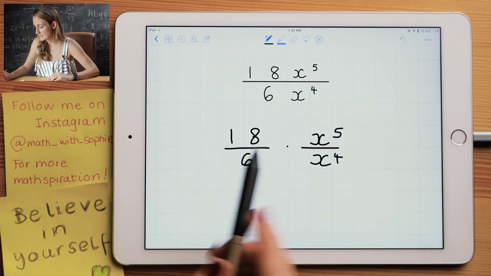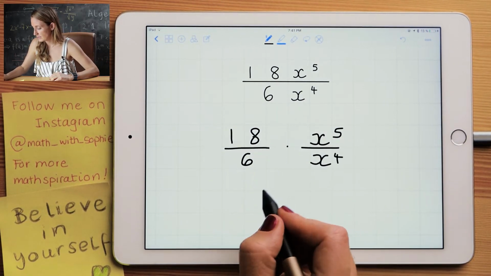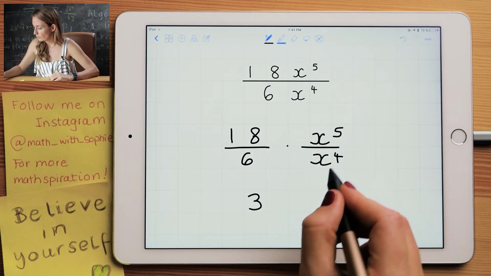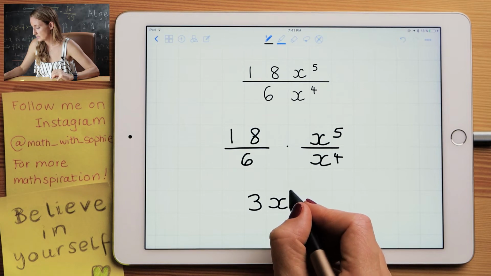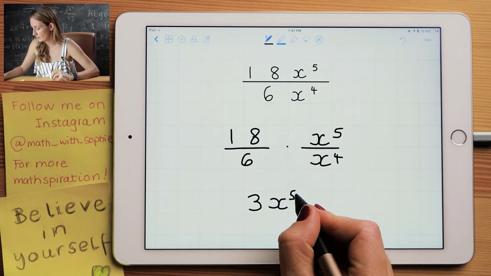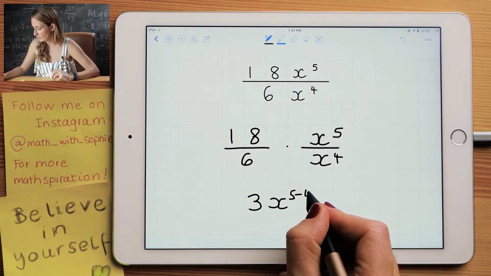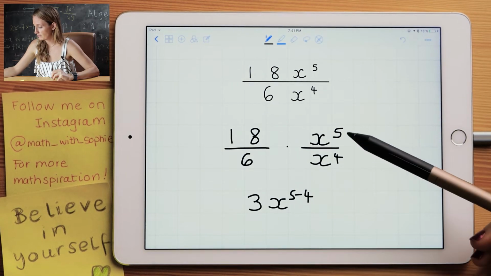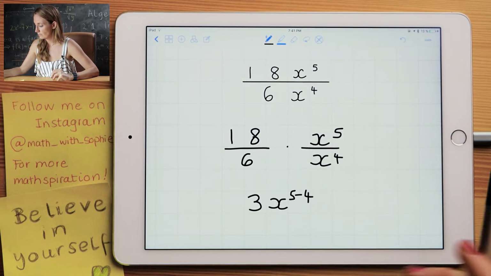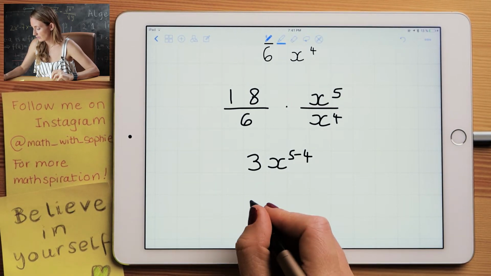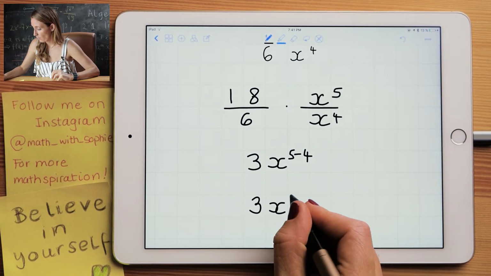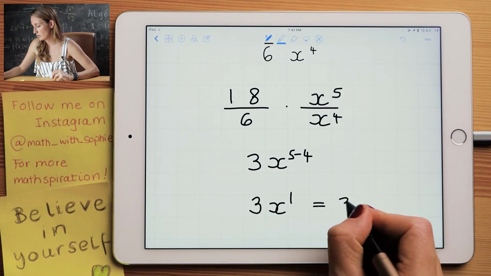6 goes into 18 3 times, or 18 divided by 6 is 3. Now, with the x's, if you're dividing, you need to subtract the powers. So you need to do 5, the top one, subtract the bottom one. So 5 subtract 4, and that will give you 3x power 1, or just 3x.